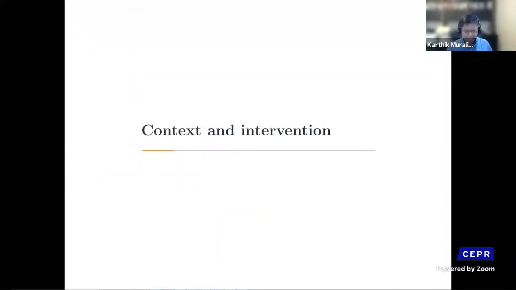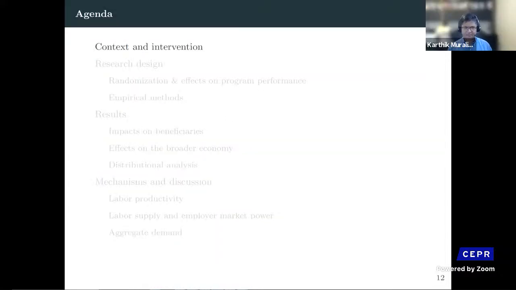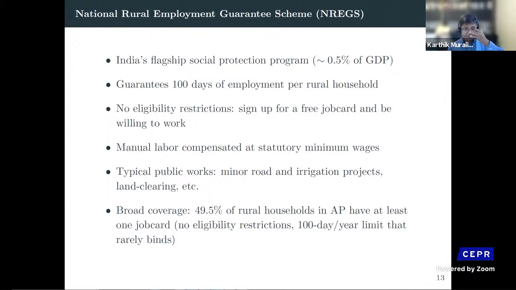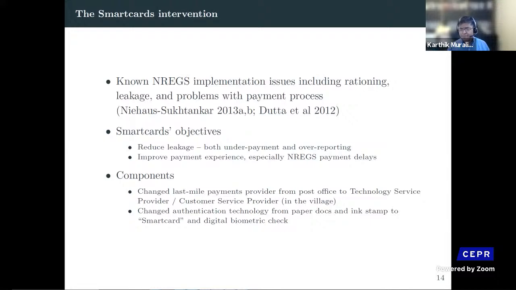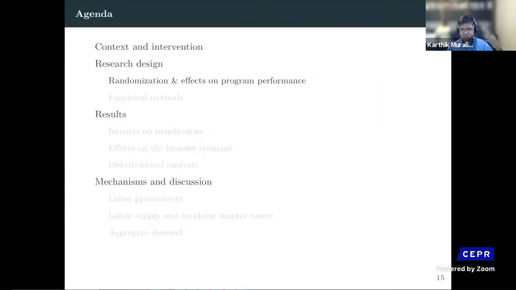Perfect. Okay. So basically, I'm going to skip a lot of this stuff, right? NREGA is India's flagship social protection program. Broad coverage, about half the rural households have a job card. It guarantees about 100 days of rural employment, but in practice, the constraint is implementation capacity, so you rarely hit that cap. There are known implementation issues. The smart cards were trying to reduce leakage and improve the payments experience. This is all in the prior paper, and that's what this intervention was trying to do.